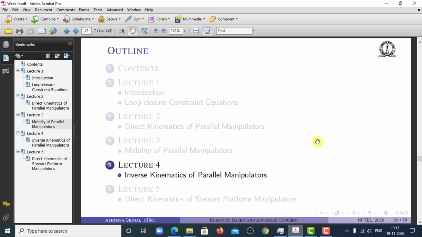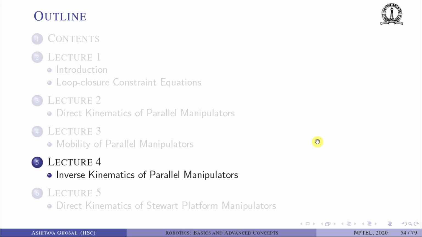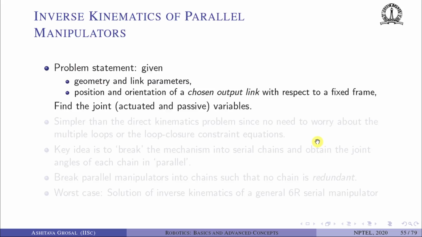In the last lecture, we looked at mobility of parallel manipulators. In this lecture, we look at the inverse kinematics of parallel manipulators. So what is the problem statement? We are given the geometry and the link parameters and the position and orientation of a chosen output link with respect to a fixed frame. And the problem is to find the joint variables. In this case, we have both actuated and passive joint variables.